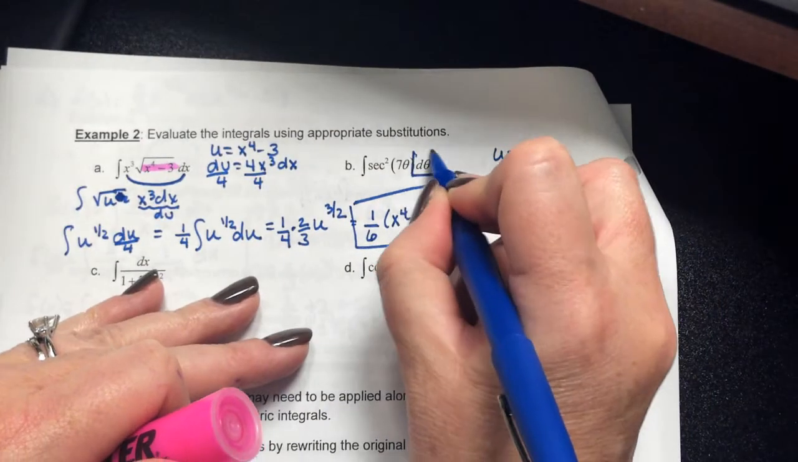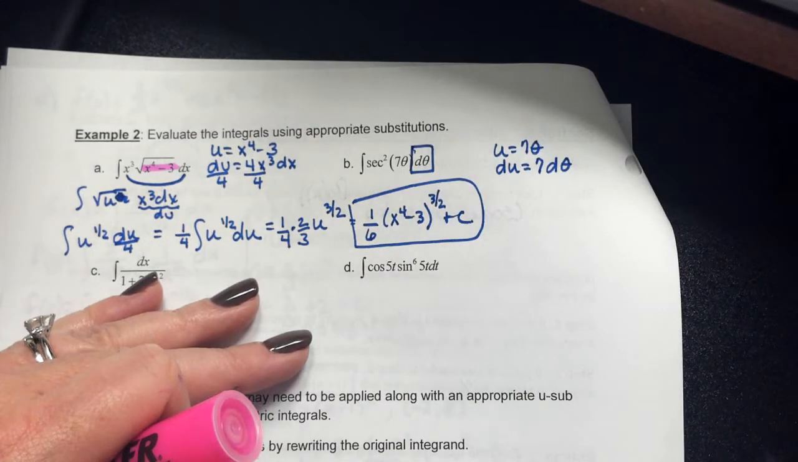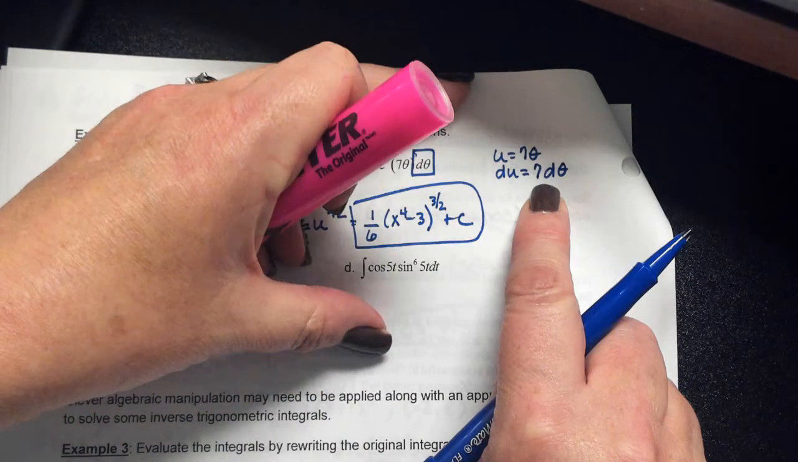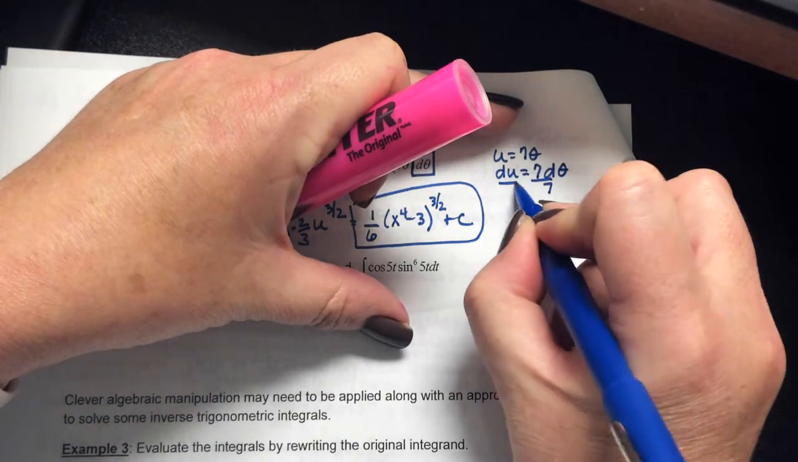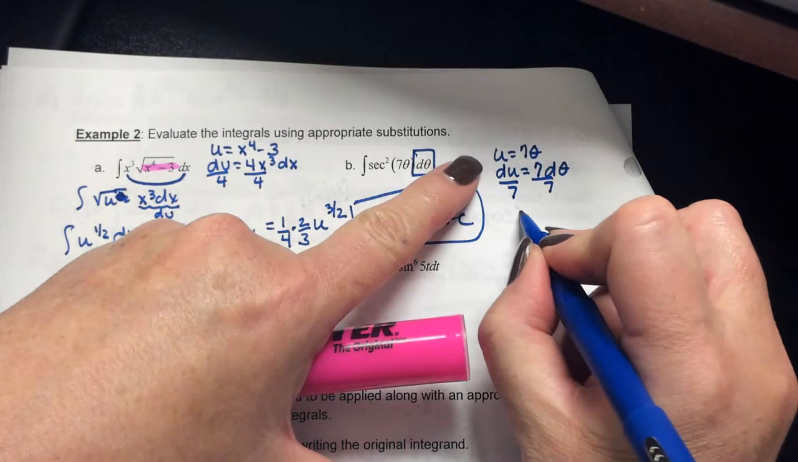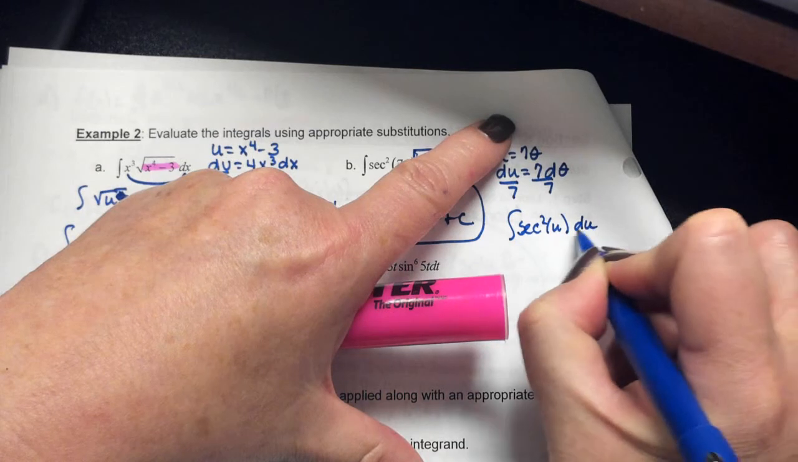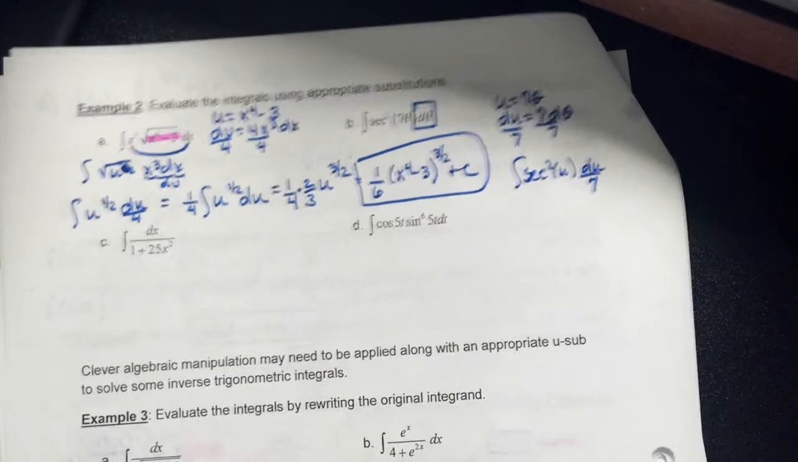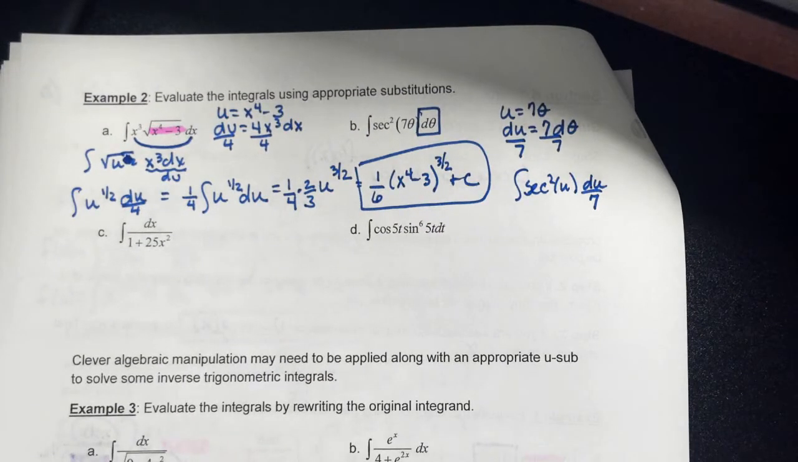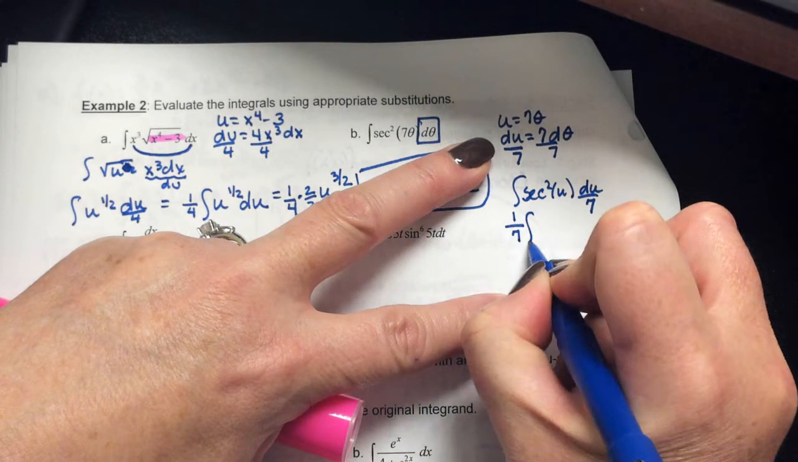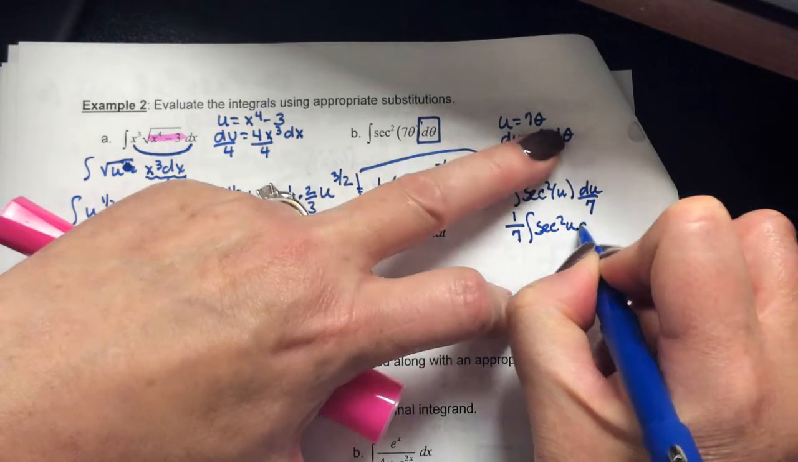Again, there's my d theta as part of the integral. So to solve for d theta, I'm going to have to divide both sides by what? 7. So that I can rewrite this integral as secant squared of u times du over 7. So then what constant can I divide out of this or bring out of it? I can bring out a what? 1/7. So I have 1/7 times your integral of secant squared u du.